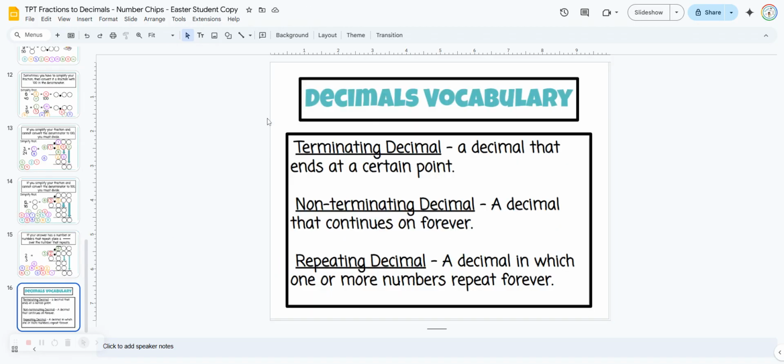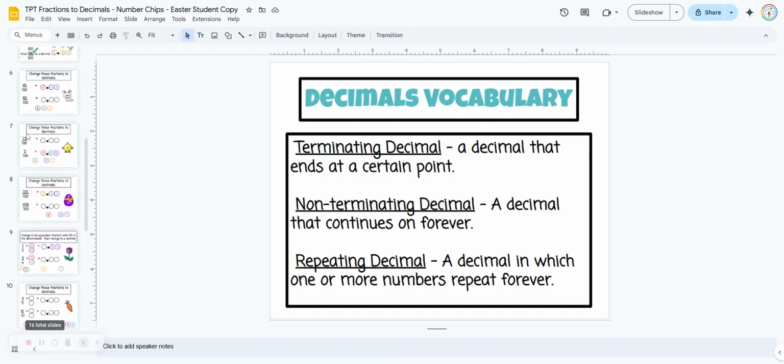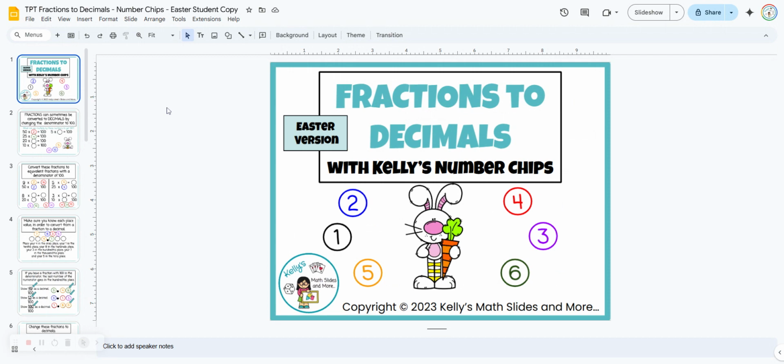And the lesson ends with some vocabulary: terminating decimal, non-terminating decimal, and a repeating decimal. So this is the Easter version of fractions to decimals with number chips.